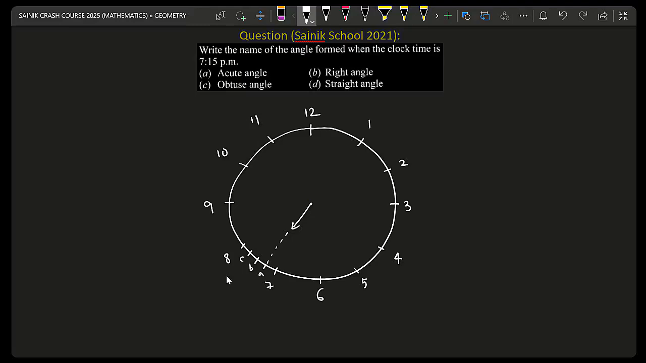Now, what about the minute hand? Sir, 3. Very good. It shows towards 3. This is the minute hand. Now they're asking the name of the angle formed when the clock time is 7:15 p.m. So first we don't check the measurement. Just by seeing the figure, which type of angle is this? Sir, obtuse angle. Can you say the definition of obtuse angle? Sir, more than 90 degrees, less than 180 degrees. Yes, it is option C.